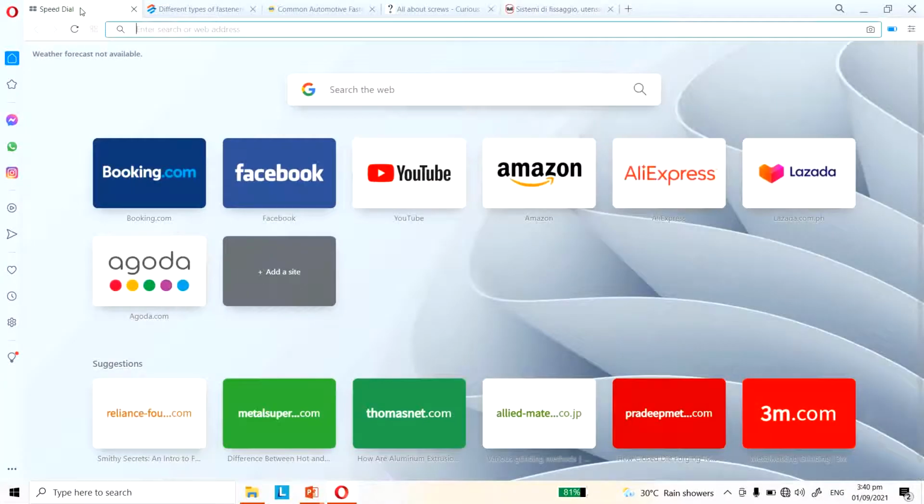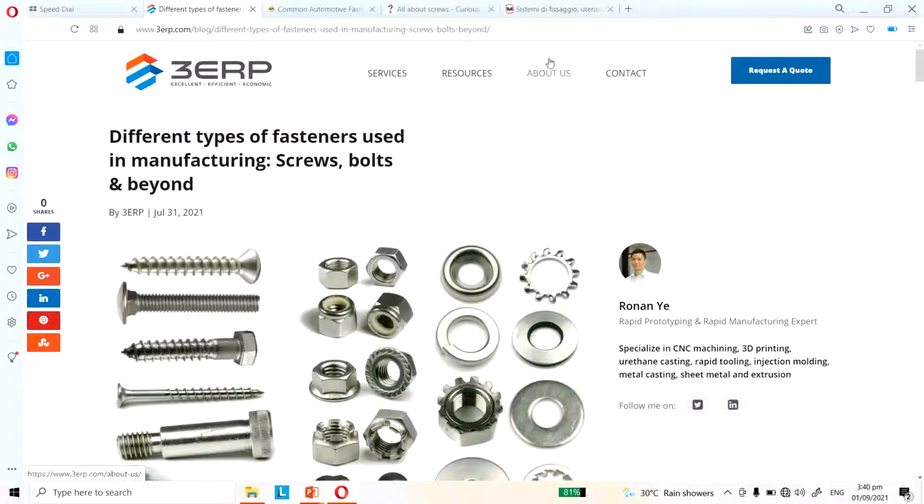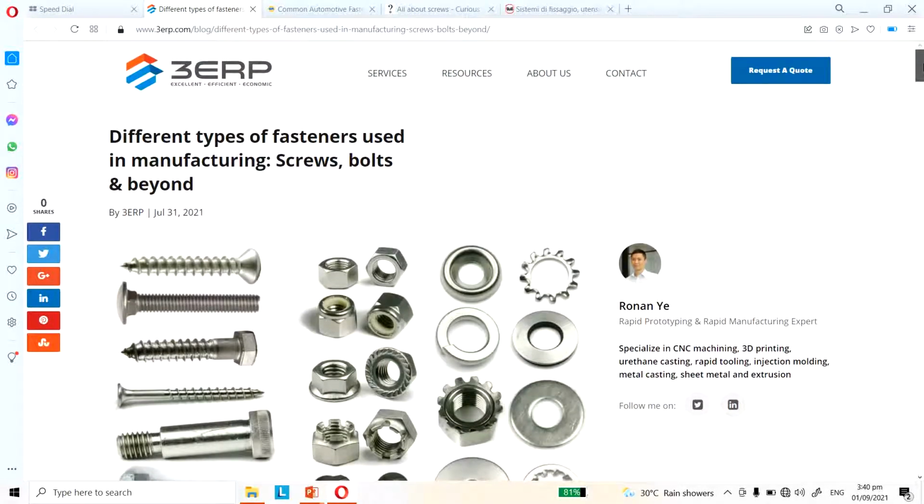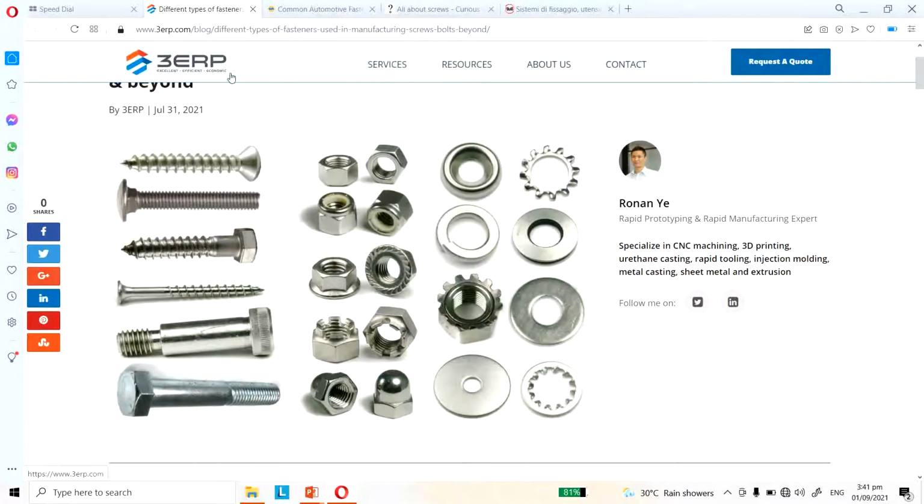Right here, in this figure, or on this website, there are different types of fasteners used in manufacturing: screws, bolts, and beyond. Right here we have a lot of screws. There are screws for wood, screws for metal, and we also have bolts right here, and this one is the nut. And for nuts, there are also a lot of types.